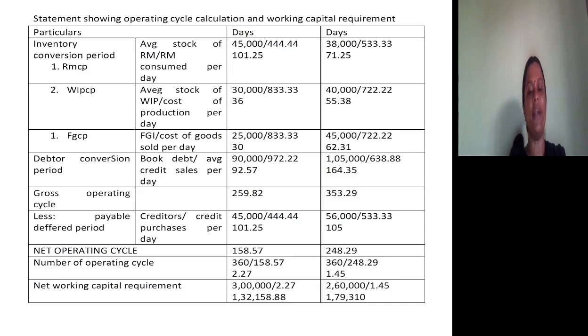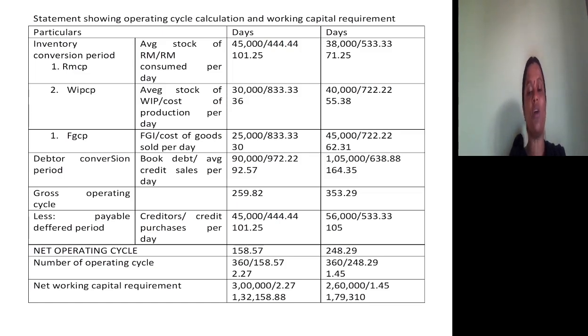Then we have to calculate the debtor conversion period. So book debts divided by average credit sales. Average credit sales per day is not there, but we have total sales. We are assuming total sales as total credit sales. So total sales divided by the number of days in a year is nothing but average credit sales per day. 90,000 divided by 972.22, 105,000 divided by 638.88, you will arrive at the answers 92.57 and 164.35.